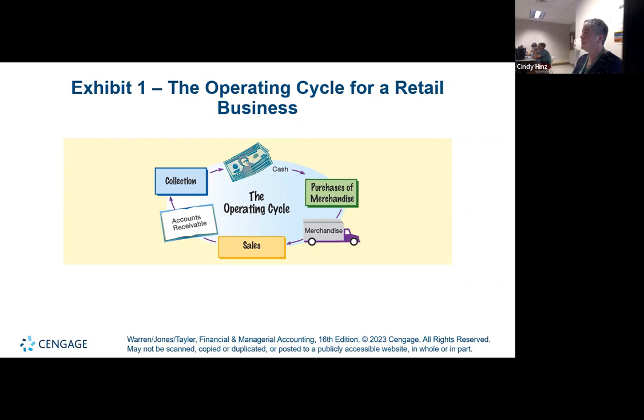So how long do they need to be able to float their business from the time they spend the cash to buy merchandise until they get cash back after they've sold it to their customers? As we go through the semester, we're going to be looking at a number of financial statement analysis tools, and there are a few that come into play with this diagram. So we'll be looking at these over the next several chapters, and in Chapter 14, where we end the semester, we'll be really summarizing all of this.